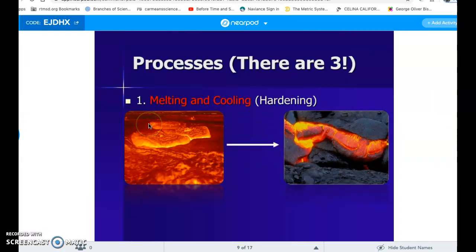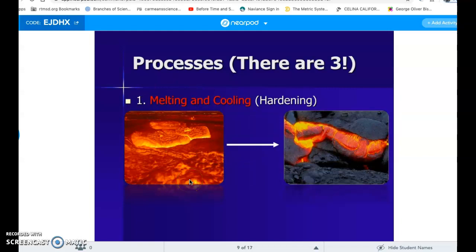Okay, so there are three processes that form each of the types of rocks. So melting and cooling is the first process, and melting and cooling is the process that forms igneous rocks. So what happens is you have rock that melts and then it cools down and it hardens. And that's how igneous rocks are formed.